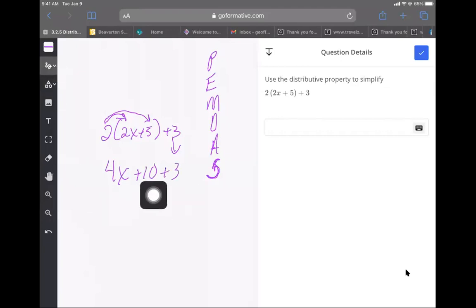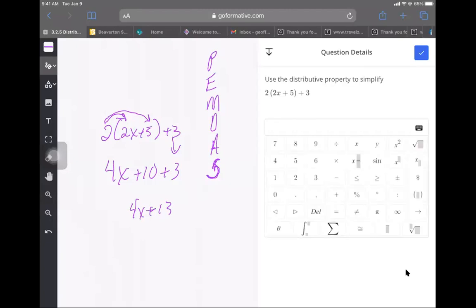Now we can combine like terms, okay? So here's my 4x. Do I have any other thing in here that has an x attached to it? No. So that means the 4x just stays right there. Are these two things alike? Yeah. Numbers. Do they have x's attached to them, or are they just numbers? They're just numbers. So can we add them together? Yes, we can. So what does 10 plus 3 equal? 13. All right, and that's our final answer right there. 4x plus 13. Put that in over here. 4x plus 13.